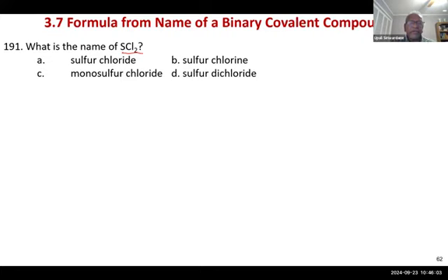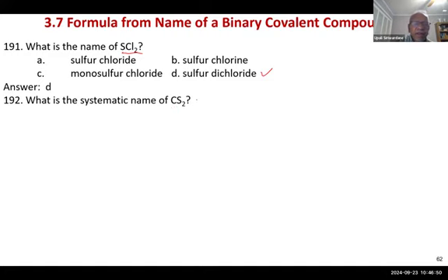What is the name of this one? If the formula shows it, we use the order in the formula. The first element has the lowest electronegativity. Sulfur has the lowest. So sulfur, what is the correct answer? Sulfur dichloride. Are you guys there? Yes, sir. Do you understand the question? Understand. Okay. This is the correct answer.